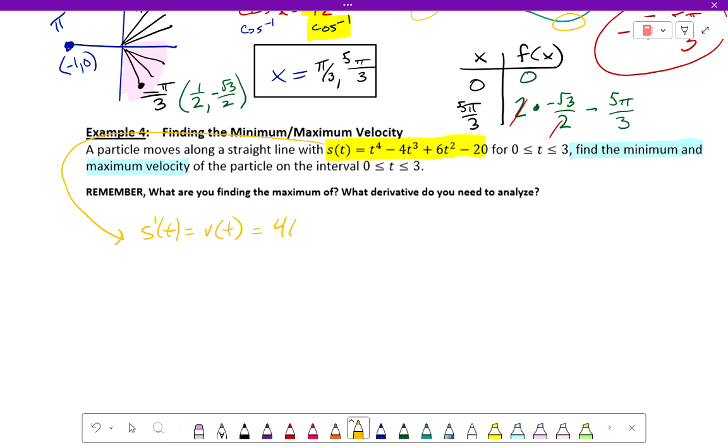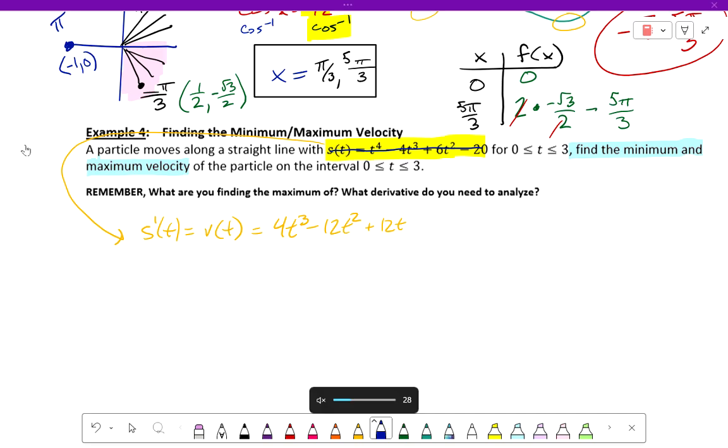So the derivative of that is 4t cubed minus 12t squared plus 12t. Now that I have that, I don't care about that position equation at all. That does not matter anymore because it's not asking me questions about position. It's asking me questions about velocity. So I want to look at velocity. Now that I have that, what am I going to do with velocity in order to find the absolute max and min? Take the derivative, set it equal to 0, and solve.